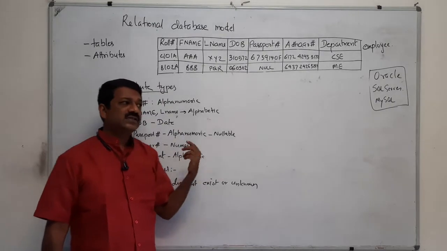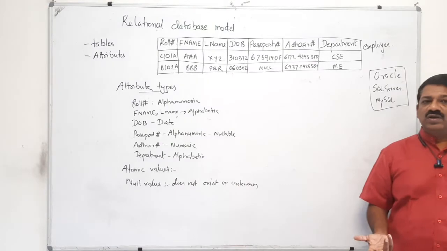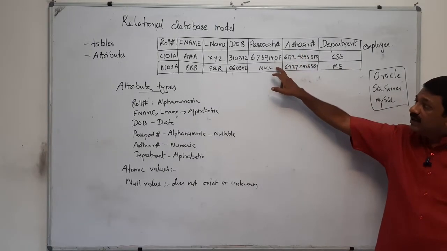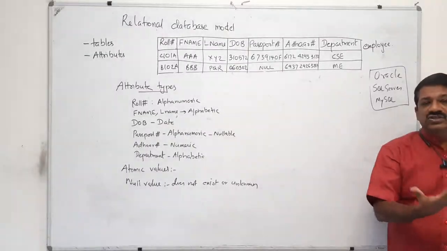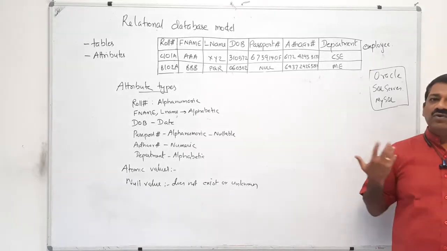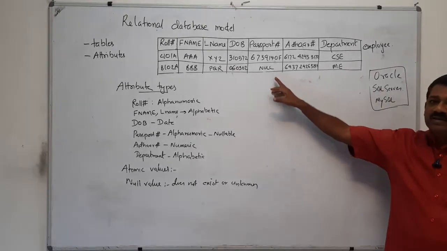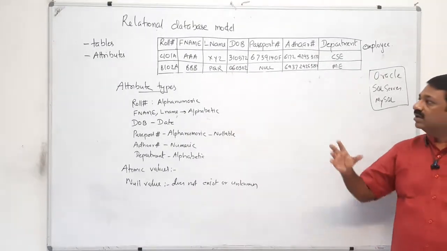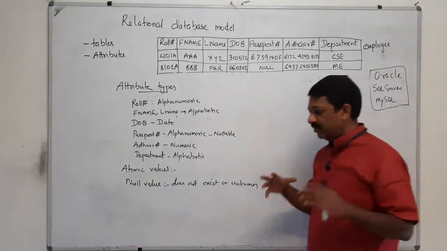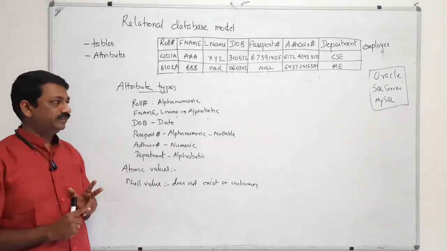Here it is nullable, in the sense that suppose a person does not have a passport number. So this field is null, meaning either it is not available or it is unknown. Suppose he forgot to take his passport number, then you can make it null. There is nothing wrong in nullifying this. Null value means either it is unknown or it is not available.